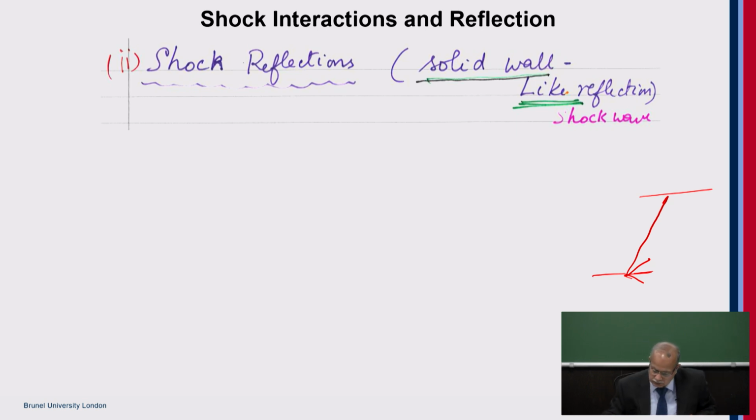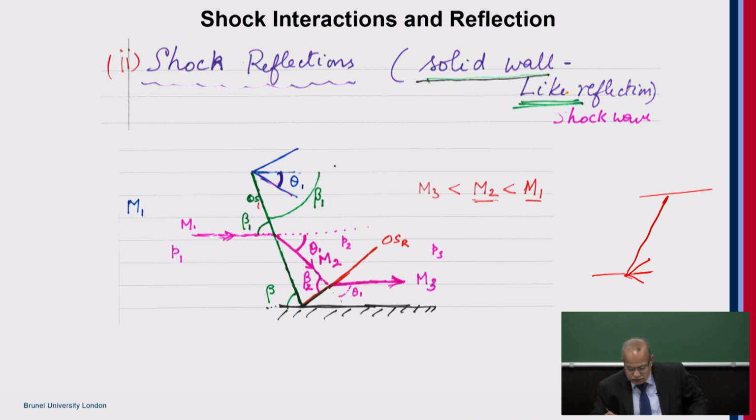So that is what you're going to look at here. Shock reflections, solid wall, like reflections. Here is a situation when you have a wedge, you have an oblique shock, the oblique shock hitting one, you have a like reflection of opposite family. This is a reflected oblique shock, what you see here. So here you see a reflected oblique shock coming up here.